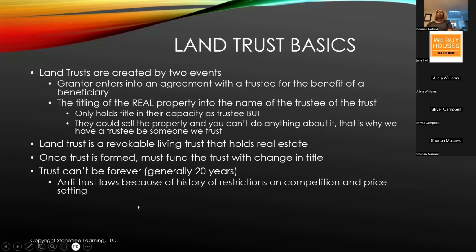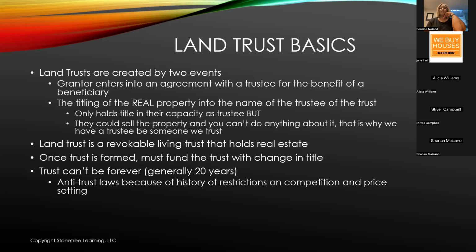So some basics. A land trust is created by basically 2 events. The grantor, that's going to be you for the most part, enters into an agreement with a trustee for the benefit of the beneficiary. Now, the beneficiary a lot of times is you, but it can be a child, it can be somebody else. So the grantor and the beneficiary do not have to be the same person, but frequently are. What has to happen is the titling of the real property goes to the trustee of the trust. So the trustee is the person who shows up on title when somebody's looking this property up, but they only hold title in their capacity as a trustee.